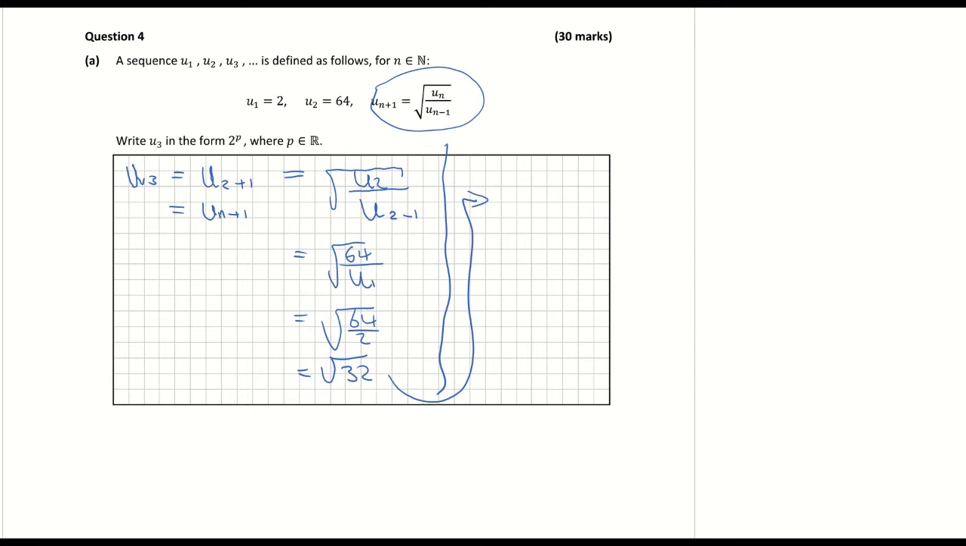Now the question wants it as a power, so I'm just going to bring that up here. So it's the square root of 32, which is the same as 32 to the power of a half. It wants it to 2 to the power, so 2 to the power of 5 is the same thing as 32, so I can write it as 2 to the power of 5, to the power of a half. I'm using my log tables here really. And then to write it as a single fraction, I multiply the 5 by the half, so that's 2 to the power of 5 over 2. So 2 to the power of 5 over 2 is the same as the square root of 32.